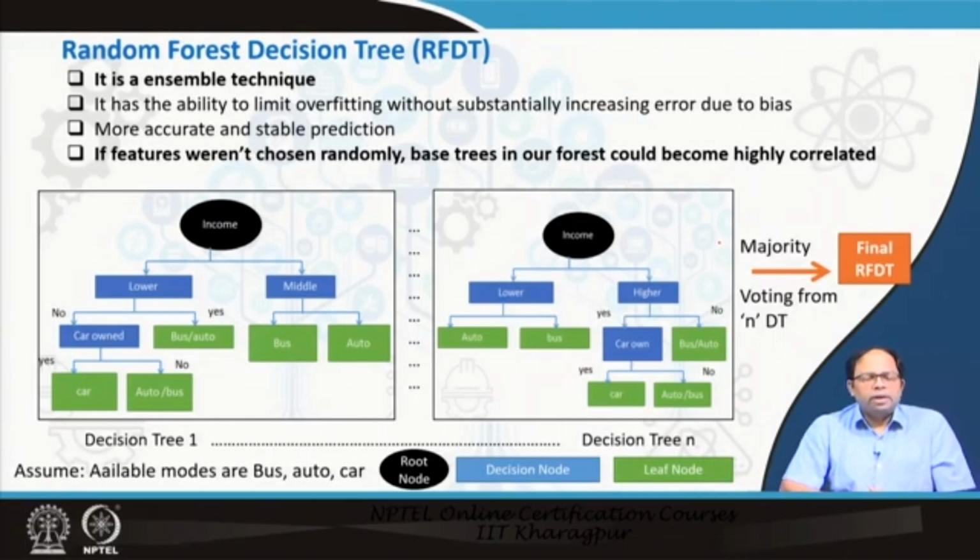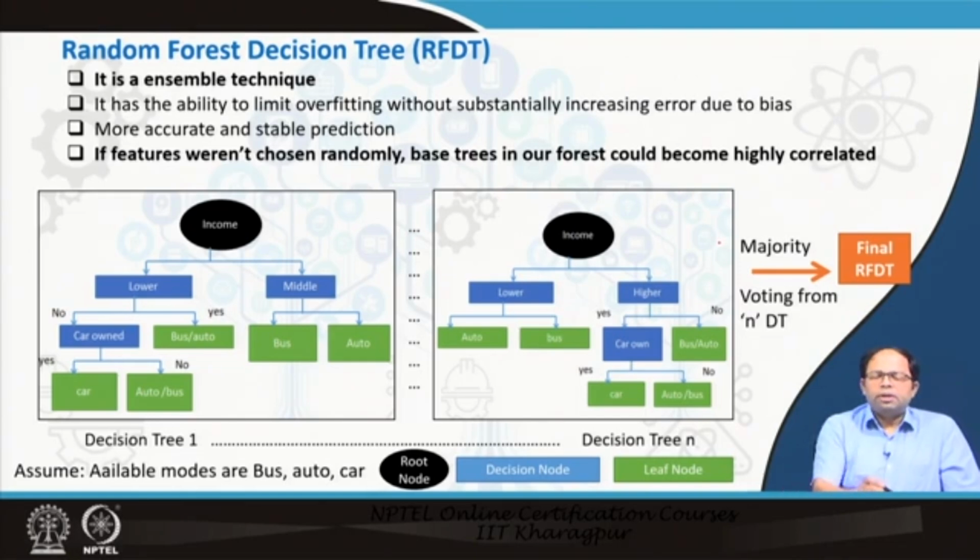So, now we will look into random forest decision tree. We already discussed what a random forest decision tree is. It is an ensemble technique. It has the ability to limit overfitting without substantially increasing error due to bias, and gives more accurate and stable prediction compared to standard decision trees.